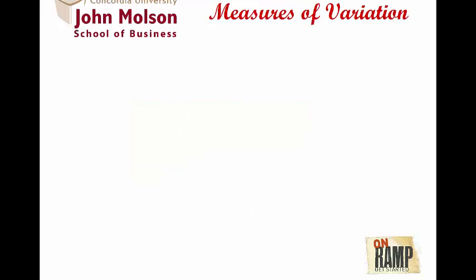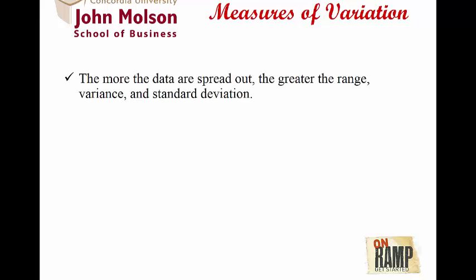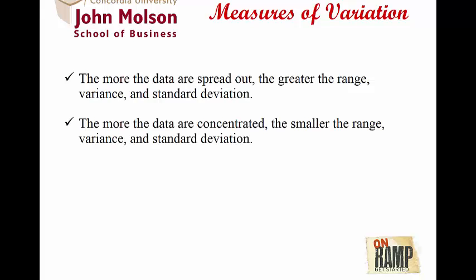We now have another measure of variation. They all look at the same thing. It's the spread. So the more the data is spread out, I think we understand that the range will be bigger, the variance will be bigger, and the standard deviation will also be bigger. If the data is more concentrated, they're all around the mean, so we'll say that we have a smaller range, smaller variance, and smaller standard deviation.